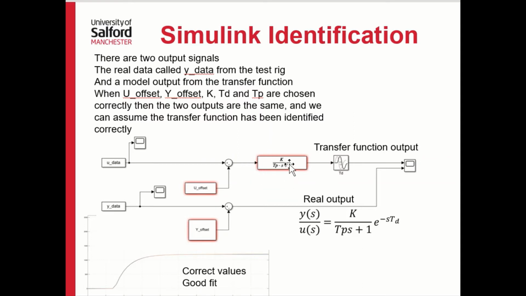And then you're going to choose K, TP, and inside that box there is the time delay TD. You're going to choose these three numbers so that the two outputs, when you look at them, look exactly the same. This is what a typical output looks like when you've done it correctly, and the two graphs sit on top of each other. You've got one of the real output and one of the model, and when they sit on top of each other, you've got a good idea that you've got the right numbers for K, TP and TD.